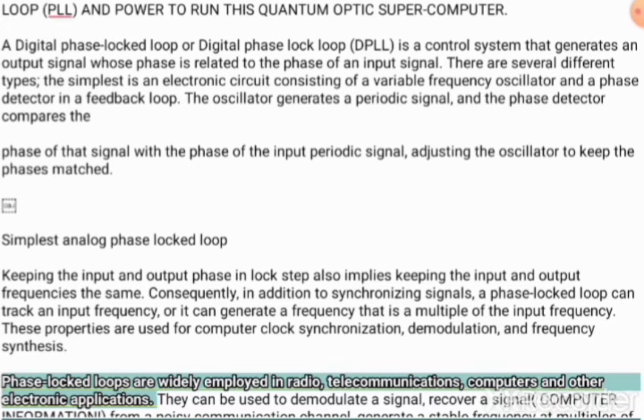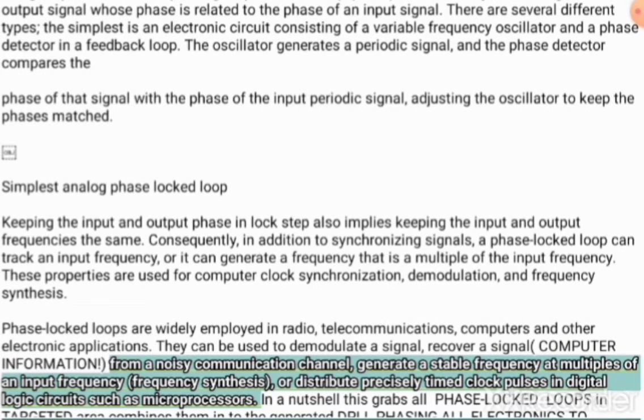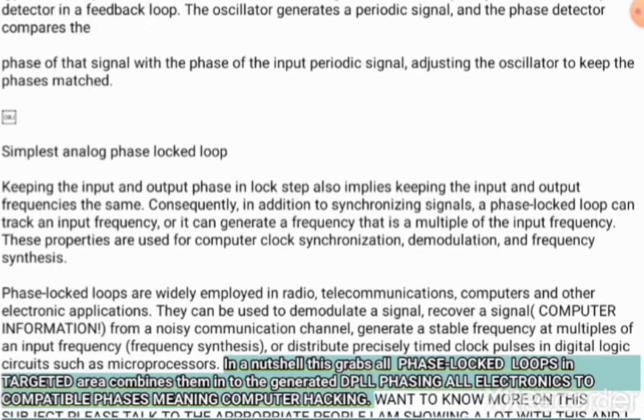Phase locked loops are widely employed in radio, telecommunications, computers, and other electronic applications. They can be used to demodulate a signal, recover a signal, computer information from a noisy communication channel, generate a stable frequency at multiples of an input frequency, frequency synthesis, or distribute precisely timed clock pulses in digital logic circuits such as microprocessors.